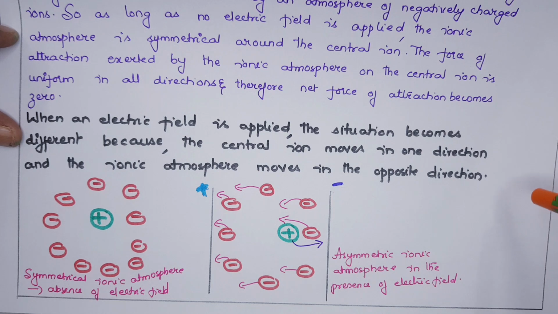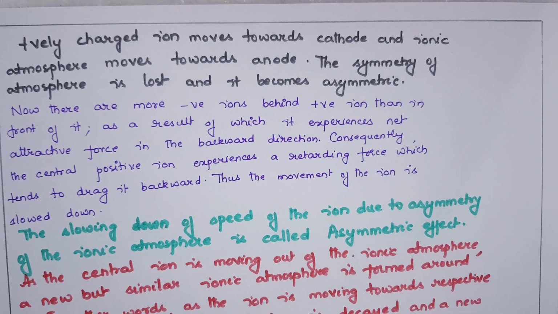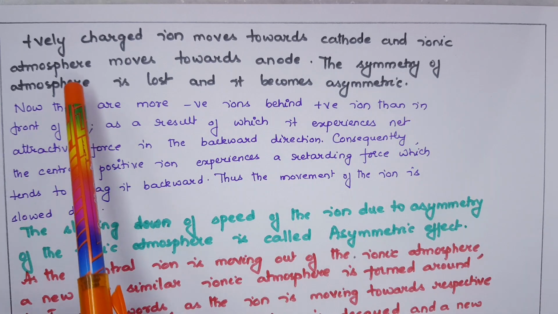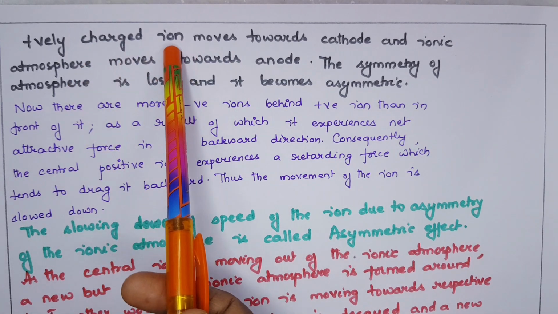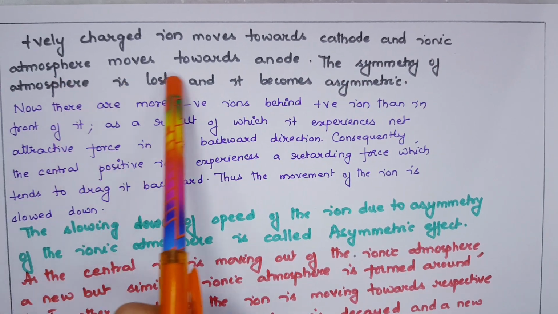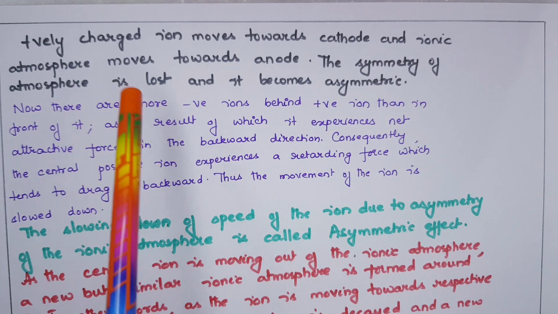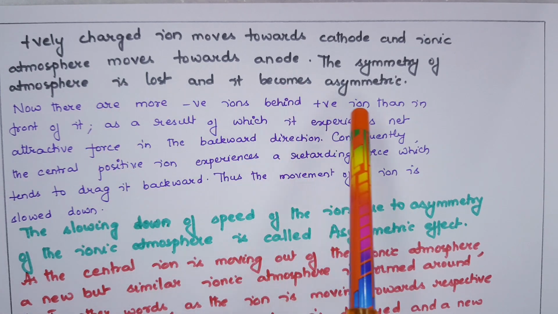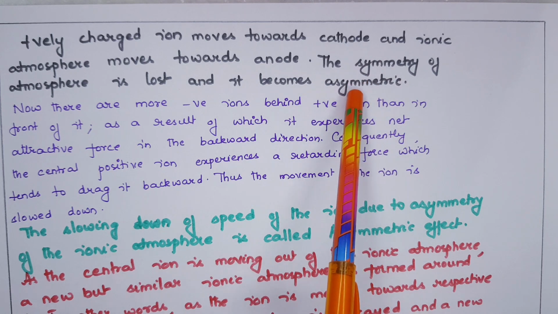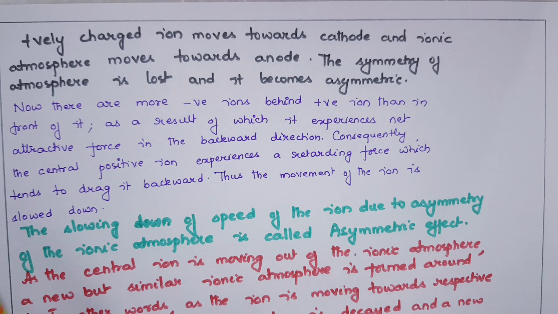How is the position of the ions in a solution? We have understood, students. Explanation of the diagrammatic representation. Put it in the form of a sentence. Positively charged ion moves towards cathode and the ionic atmosphere moves towards anode. The symmetry of the atmosphere is now lost and it becomes asymmetric. This is in the presence of electric field, students. In the presence of electric field.